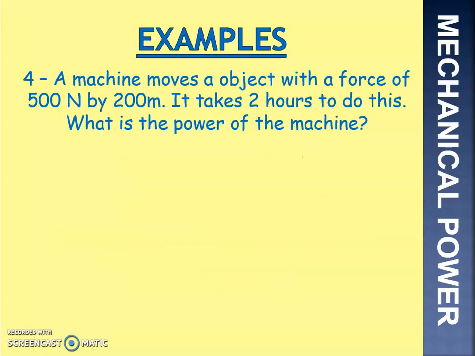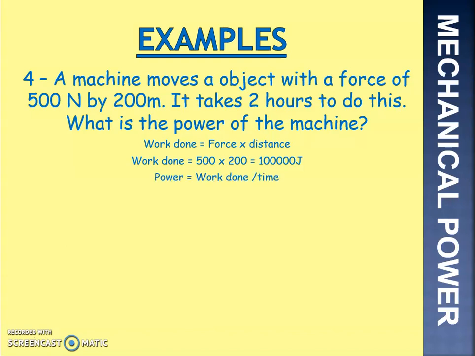A machine moves an object with a force of 500 newtons by 200 metres. It takes 2 hours to do this. What's the power of the machine? So again, work done is force times distance. I do 500 times 200, I get 100,000 joules. That's my work done. Power's work done over time.